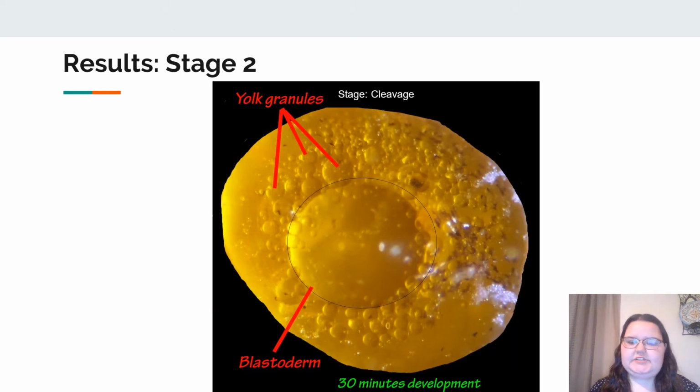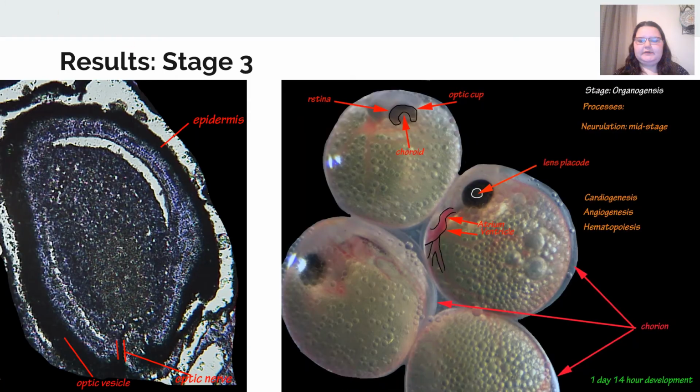The second stage of development is cleavage, and in this stage the yolk is being pushed to the periphery and the blastoderm is forming. So the blastoderm will become the embryo, and so it is protected by that layer of yolk, and this happens about 30 minutes after fertilization. And this leads to the third stage of development.